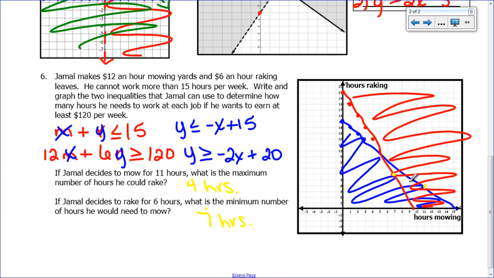So there is how you answer those questions. It has to be a graph. You got to pay attention to whether it's a solid or a dotted line, and whether you shade above or below, and then look at where the shaded regions overlap.